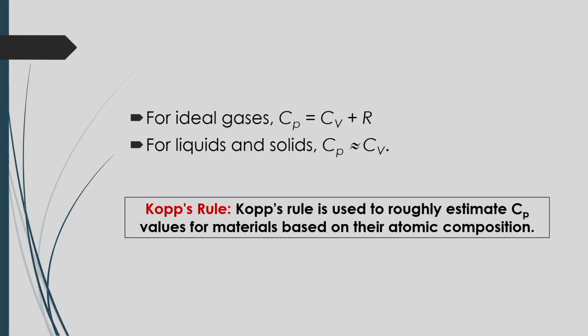Now, for ideal gases, you will see there is a certain relationship between the specific heat capacity at constant pressure and the specific heat capacity at constant volume. This relationship is expressed as Cp equals Cv plus R. Here R is called the universal gas constant. For liquids and solids, Cp equals Cv. According to Kopp's rule, this Cp can be estimated for particular materials based on their atomic composition.